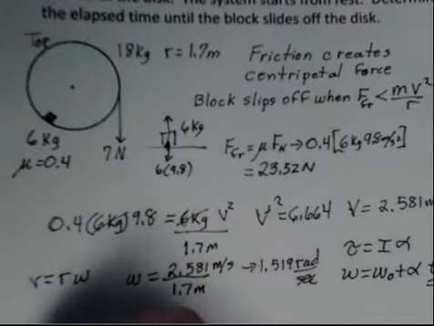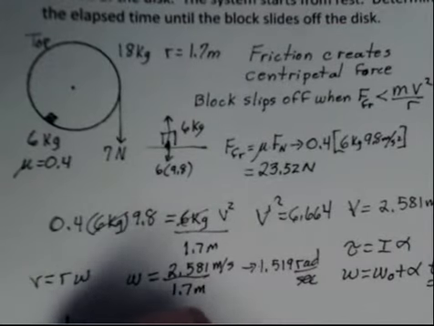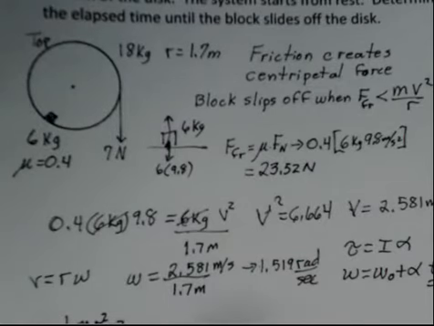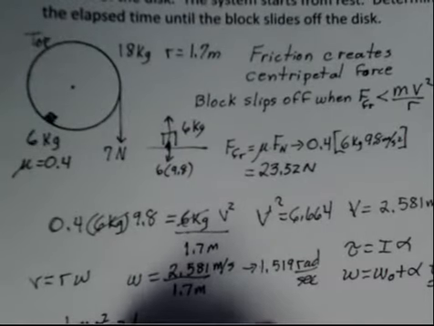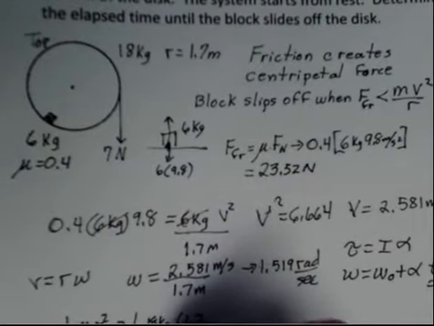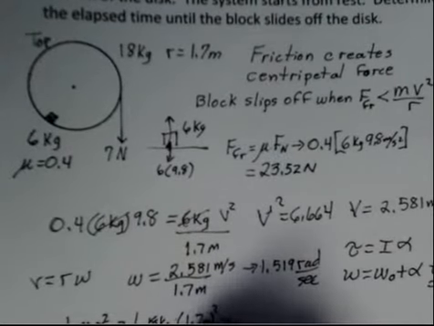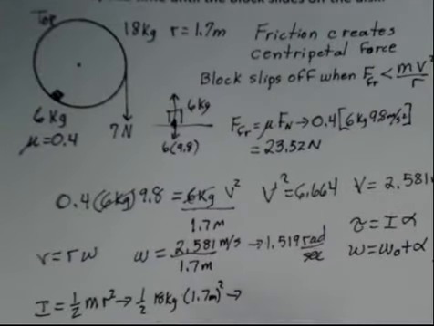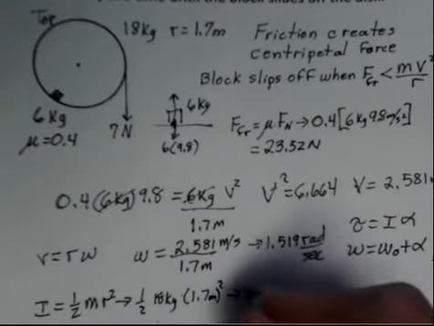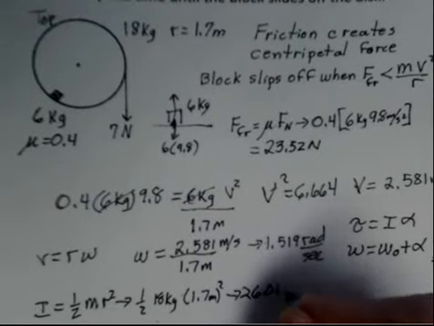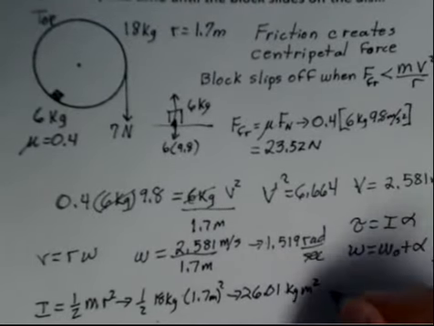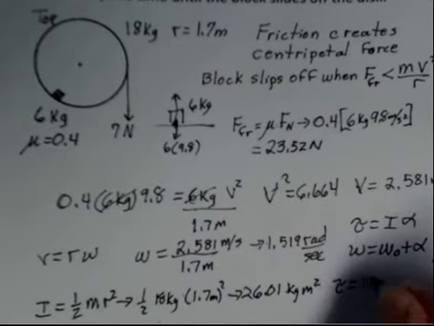Our I for a filled-in solid disk is 1/2 mr squared, and 1/2 mr squared would be 1/2 times 18 kilograms and 1.7 meters squared. You ought to check this calculation if you can see it. 26.01 kilograms meter squared. The torque is force times lever arm.